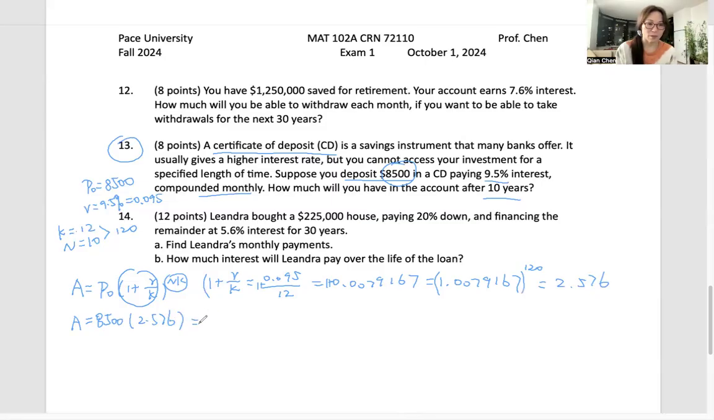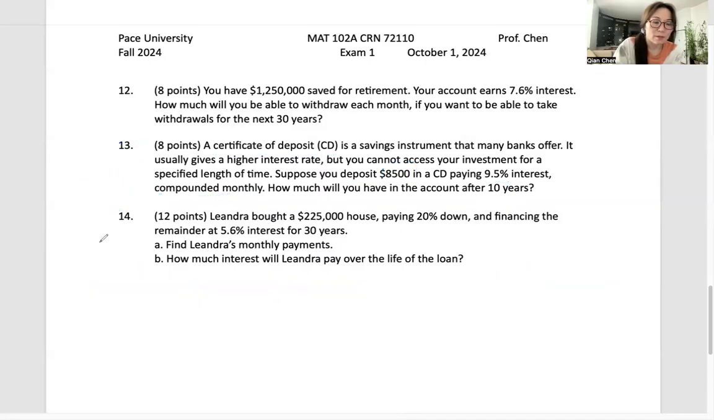So this gives $21,896 and 47 cents or 48 cents. Right, that's it. So in the certificate of deposit, if you deposit $8,500, paying 9.5% interest compounded monthly, in 10 years you would get $21,896.47. All right, that's 13, the last one.